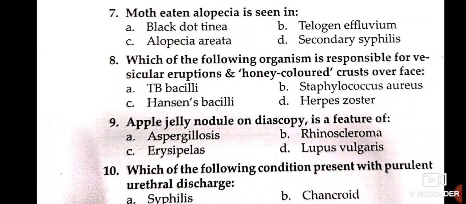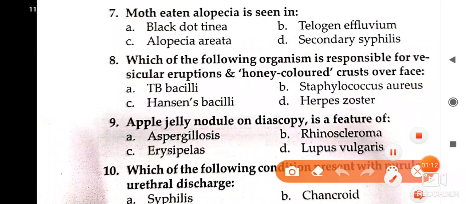Okay, now, moth-eaten alopecia is seen in secondary syphilis. Which of the following organisms is responsible for vesicular eruption and honey-colored crust over the face? Staphylococcus aureus. Apple jelly nodules on diascopy is a feature of lupus vulgaris.